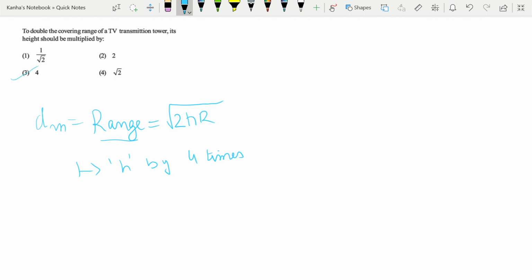With this question, we complete this lesson on modern physics, and I hope you guys will be able to attempt multiple questions from this chapter in the paper.